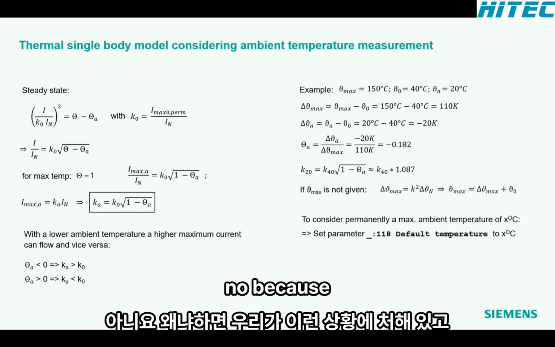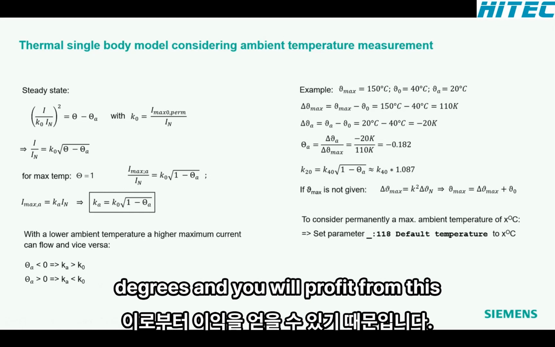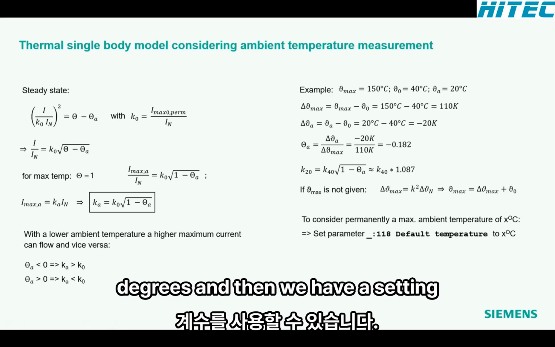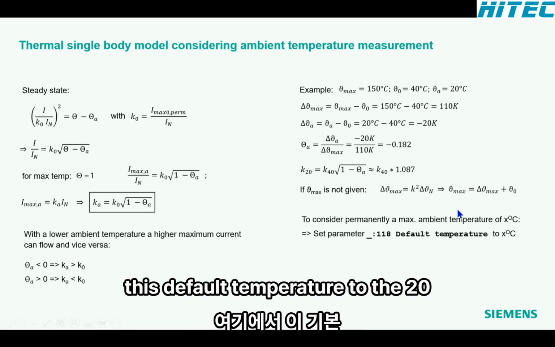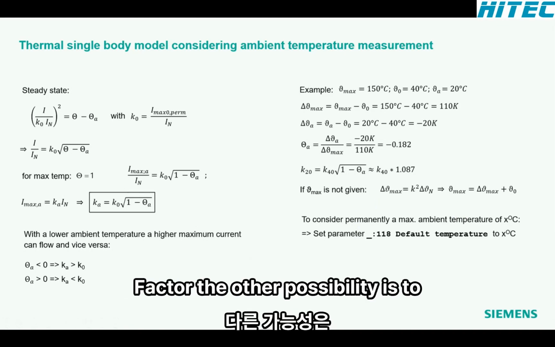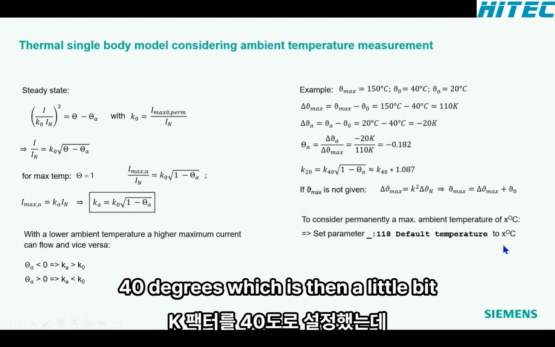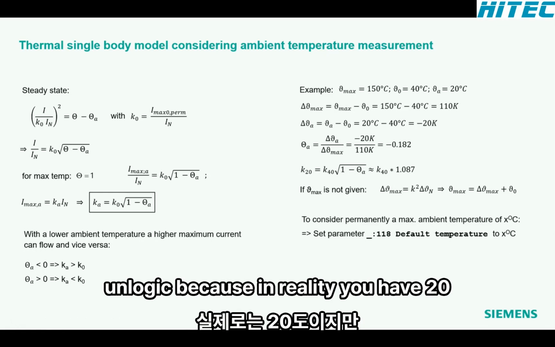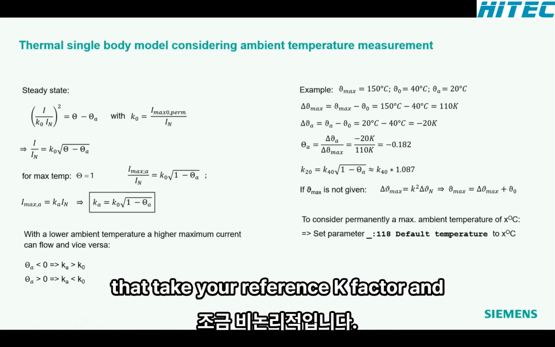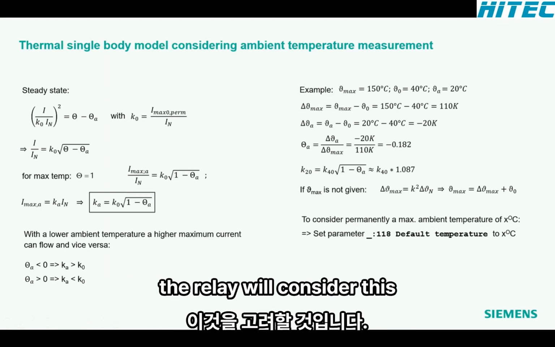No, because if we have this situation and you know your motor will never reach the 40 degrees and you will profit from this additional temperature margin, then you can use the K factor for 40 degrees. And then we have a setting called default temperature, and you set this default temperature to the 20 degrees Celsius here. And so you can leave the original K factor. The other possibility is to recalculate the K factor as we did here and set 40 degrees, which is then a little bit illogical because in reality you have 20 degrees, but basically you keep the reference temperature and recalculate the K factor. But I would not recommend that. Take your reference K factor and set another default temperature, and the relay will consider this. This is called default temperature.